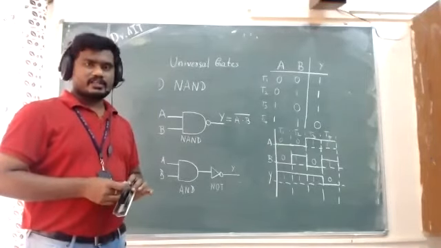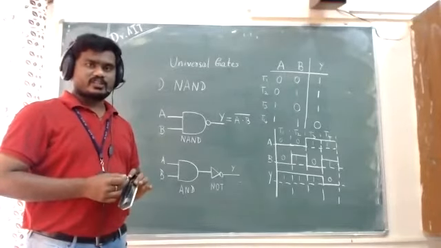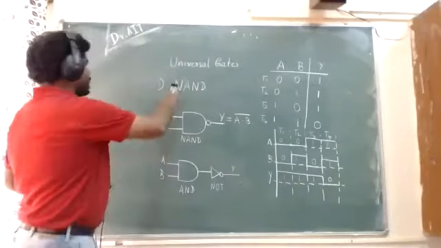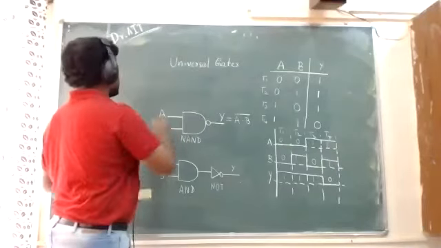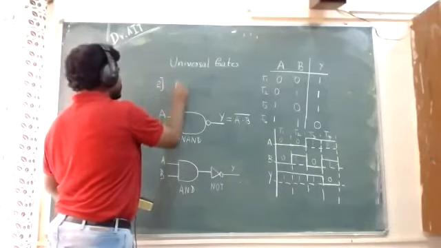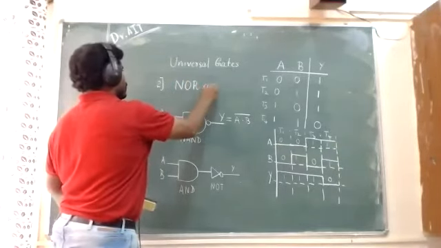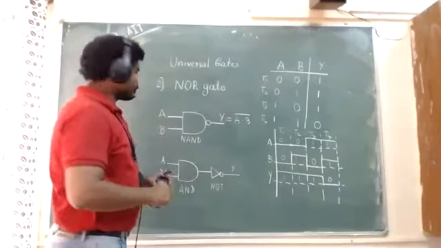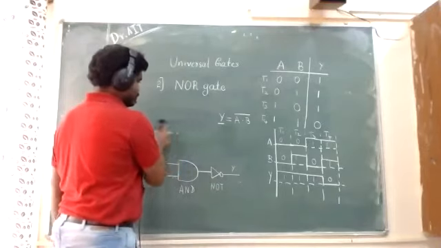And we will discuss the next type of universal gate. The next type of universal gate is NOR gate. So I will consider the next one now, that is NOR gate. And the symbol of the NOR gate is like this.